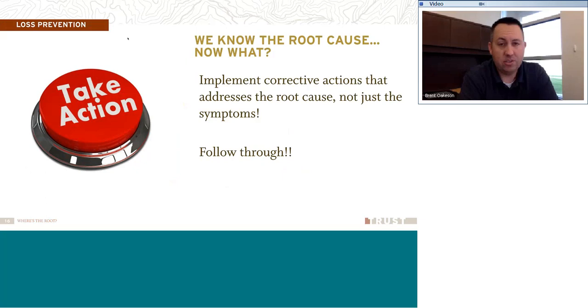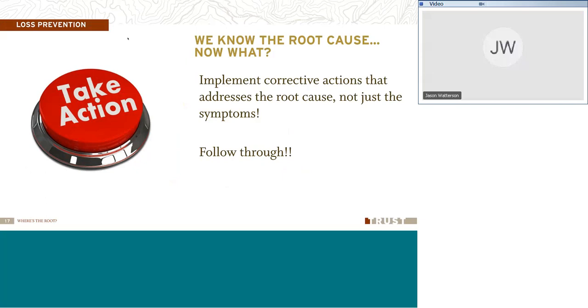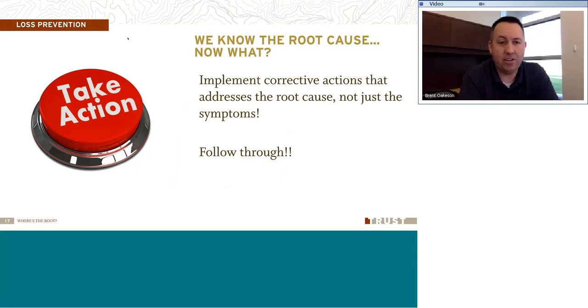So when you do get to the root cause, what do you do about it? Well, it's time to take action on it, right? Make sure you implement a corrective action. You want one solution to go with every root cause that you identify, but we want to make sure that we're addressing the root cause, not just those symptoms and things that we see on the surface. We want to see what's really causing that accident to happen in our organization. Make sure we follow through on those things.